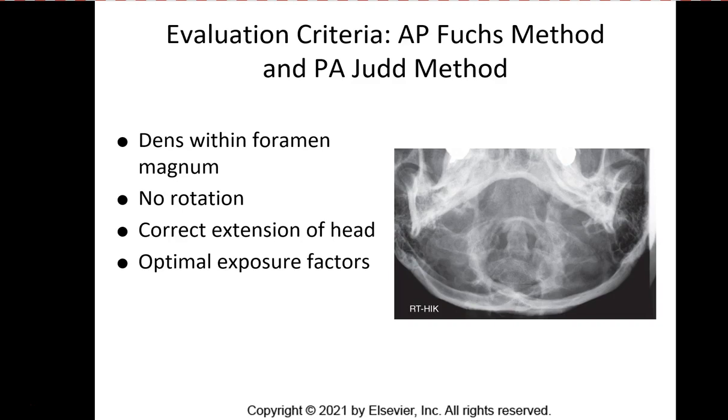You also want to make sure that the mandible is projected above the foramen magnum so it's not covering the DENS. And remember, you achieve that mandible being above the foramen magnum by placing the mental-meatal line perpendicular to the image receptor. Cool, huh? All right, foramen magnum is here. It's a little bit difficult to see on this x-ray, but you can see the DENS is projected within the foramen magnum.